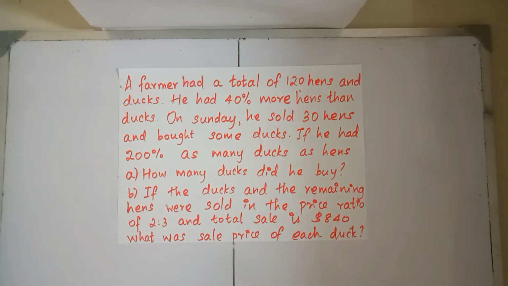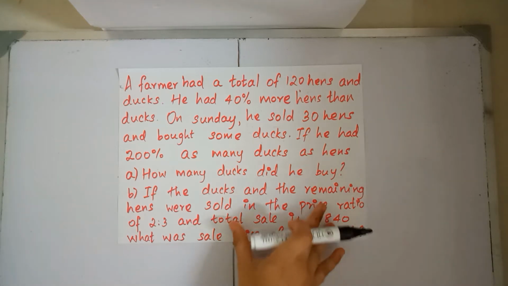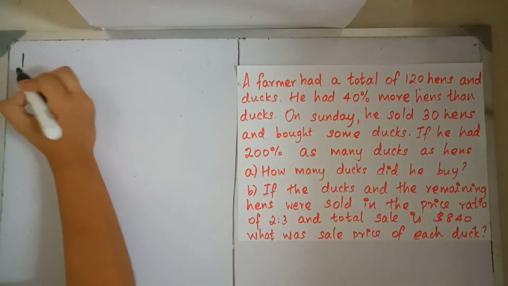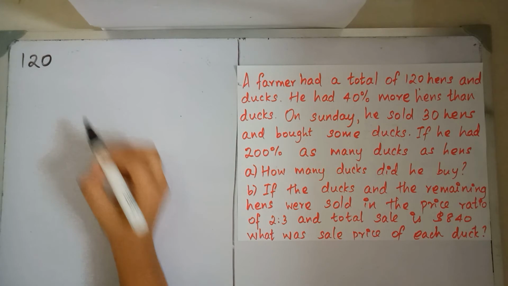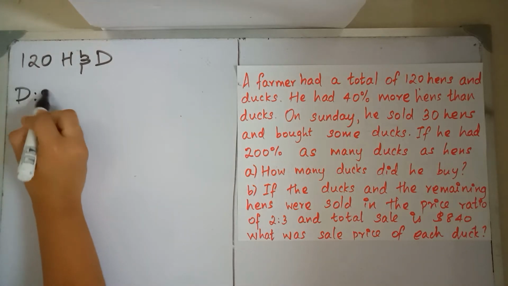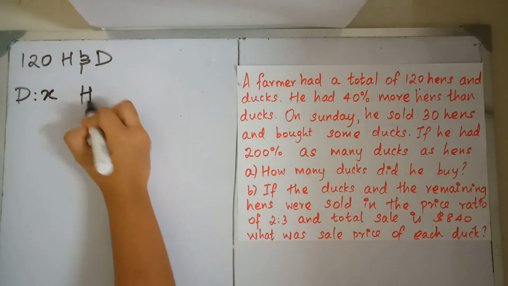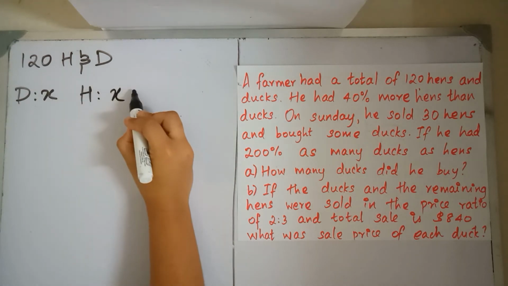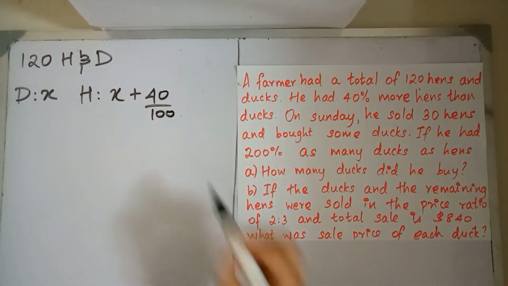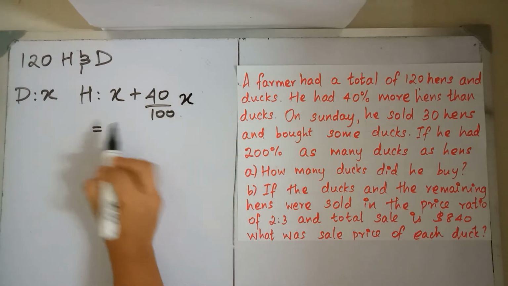Okay, so we have two parts of this question. Let's first solve part A. The question states that he has a total of 120 hens and ducks, and it also states a relation between the hens and ducks. There are 40% more hens than ducks. So we can have ducks as X, then hens will be X plus 40% of X itself. We don't know the number of ducks, so we can't determine what X is, but we can represent it in terms of X like this.